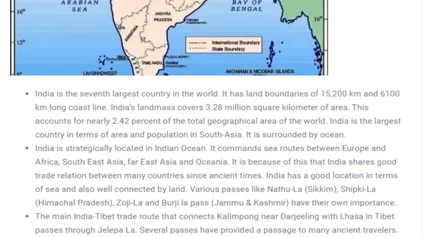And before that, let's see some more facts which have been mentioned over here. Some more facts that we have already seen: its land boundary, that means the land boundary is 15,200 kilometers. This is the land boundary it shares with all the other countries, and 6,100 is the coastline. What is coastline?